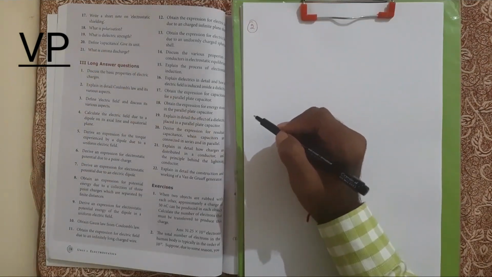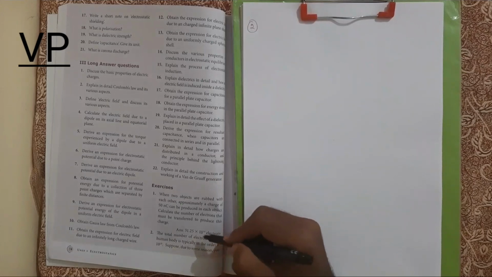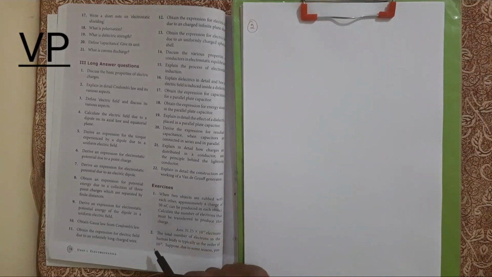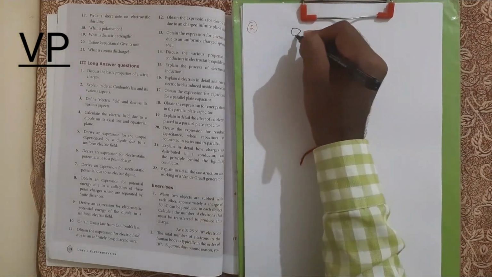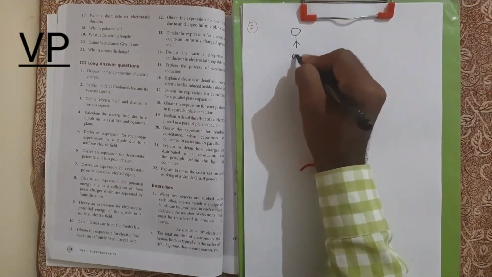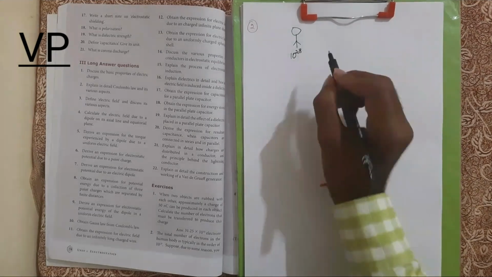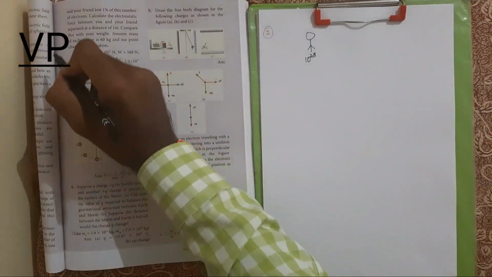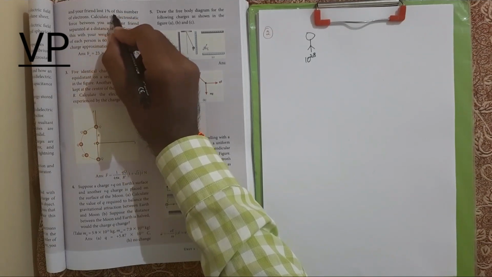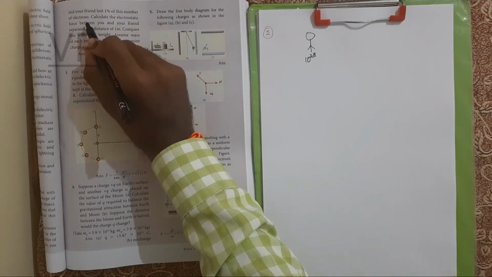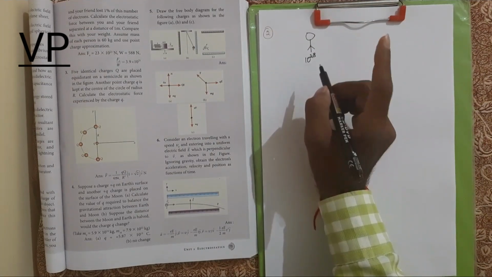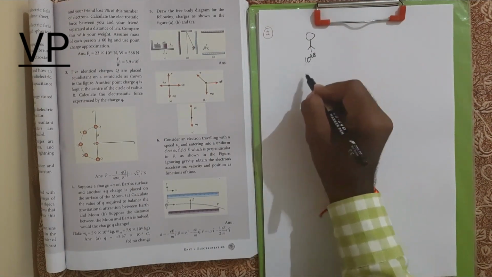Now we shall start solving the second question. The total number of electrons in the human body is typically in the order of 10 to the power 28. So it is given that in a human body there are 10 to the power 28 electrons. Suppose due to some reason you and your friends have lost 1% of this number of electrons. So it is given that we have lost 1% of the total number given.